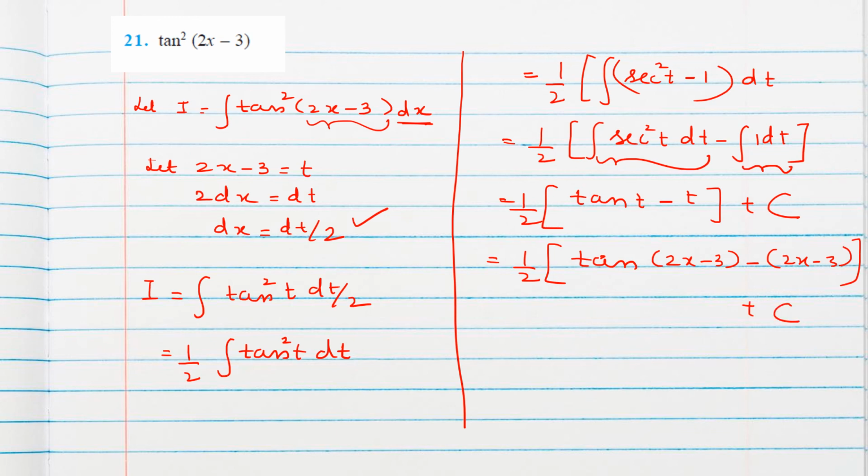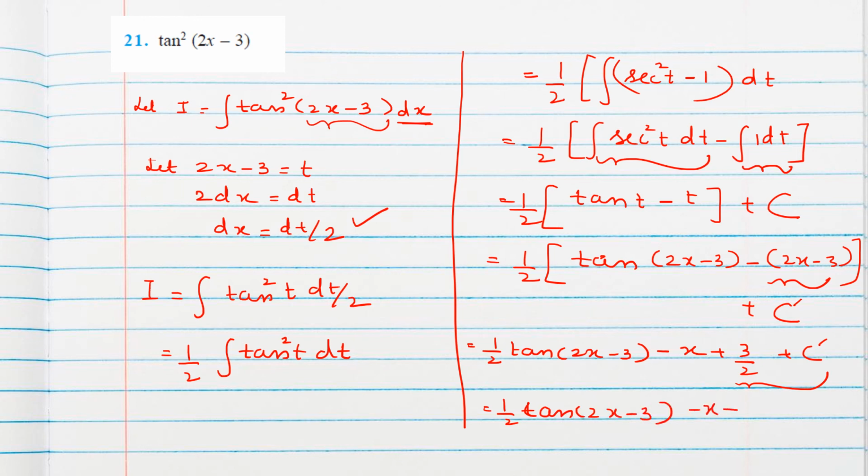Half we can multiply with this. Okay. So here for this bracket, 2x by 2 means x, plus 3 by 2, and plus c. So this c we can suppose as c dash, and this is a constant only. So at last we can write capital C, where C is 3 by 2 plus C dash. This we can mention here.